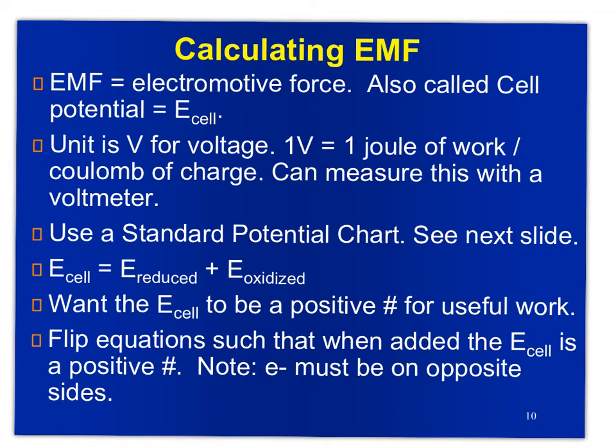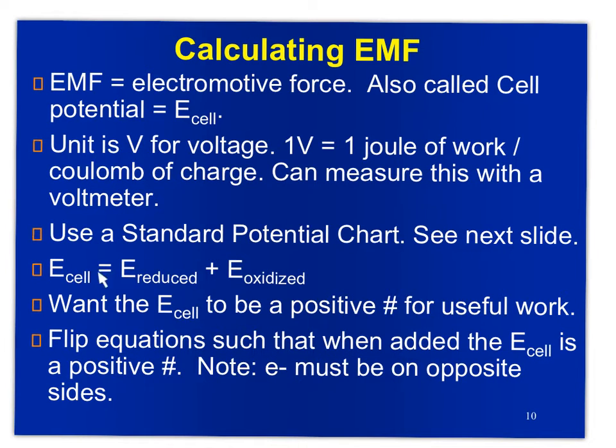The next skill we have to accomplish is calculating EMF, and EMF stands for the electromotive force, also called cell potential, E subscript cell, and the unit is voltage, so 1 volt equals 1 joule of work per coulomb of charge, and you can measure this with a voltmeter. And we will use the standard potential chart, and it would be given to you on the AP test, and now I don't believe they give you the full chart. They actually break out pieces you need for whatever question they're asking you.